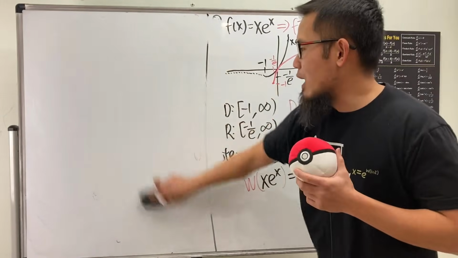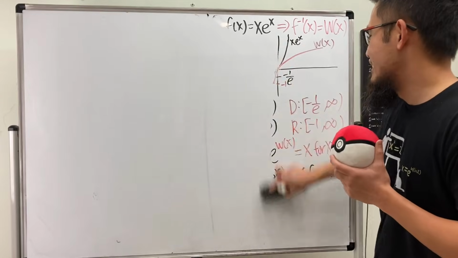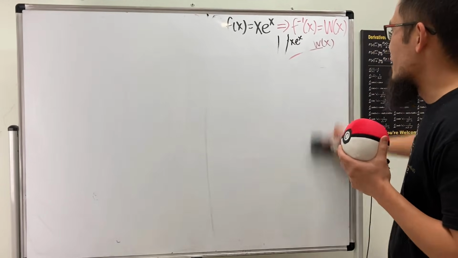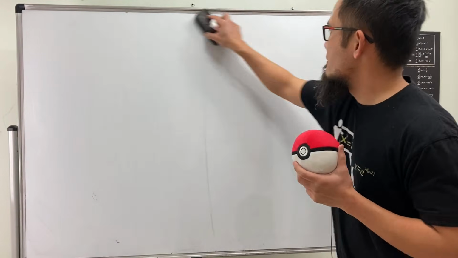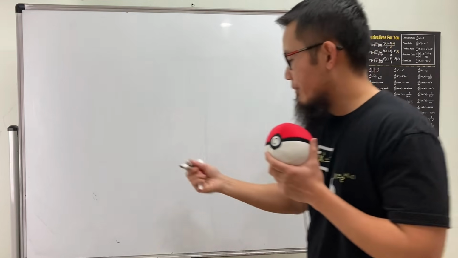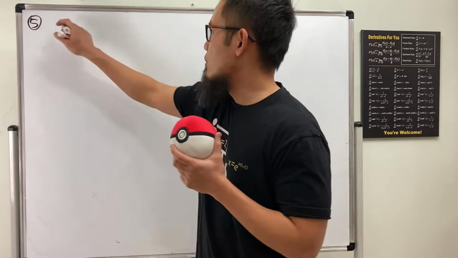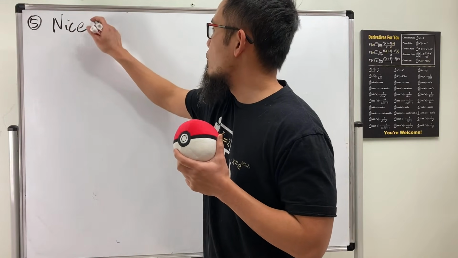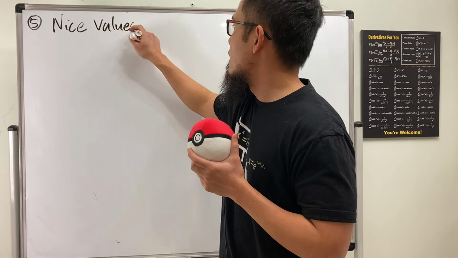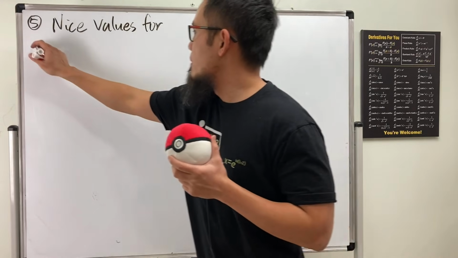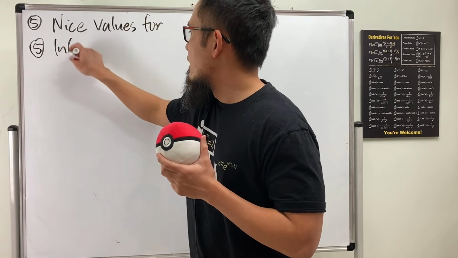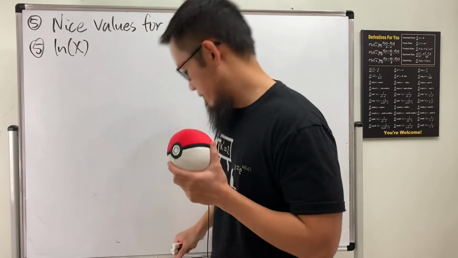Of course, you have the calculator for the natural log, but let's not use a calculator for the following. So, number 5, nice values for natural log. So here are just the nice values. Actually, let me just put this on here. Number 5 for ln x.